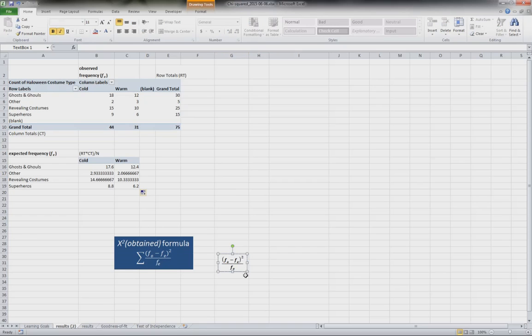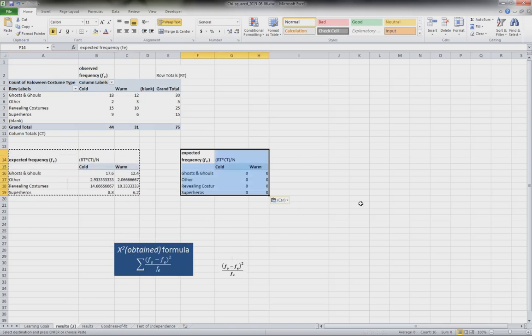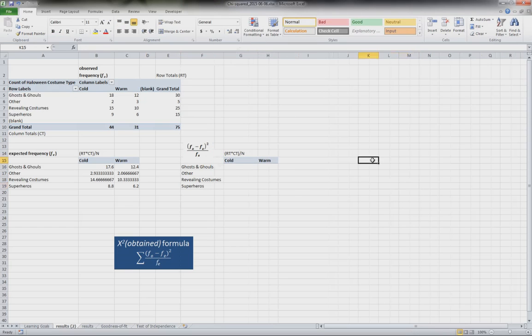So now that we have our expected frequencies, we can now calculate. I'm going to create one more little chart here. Now we can calculate this little piece here, and we can now calculate this formula for each of our cells, looking at these two tables.